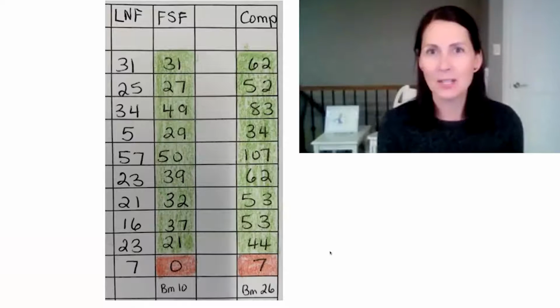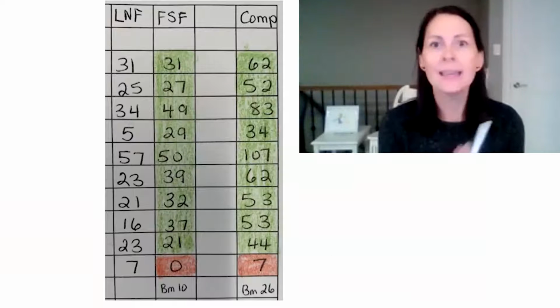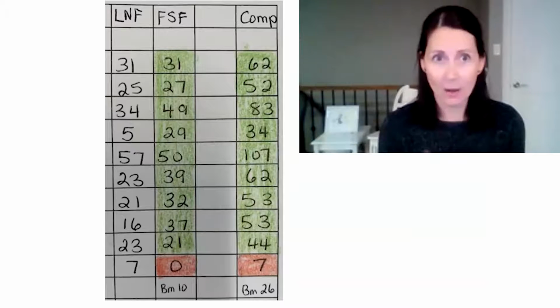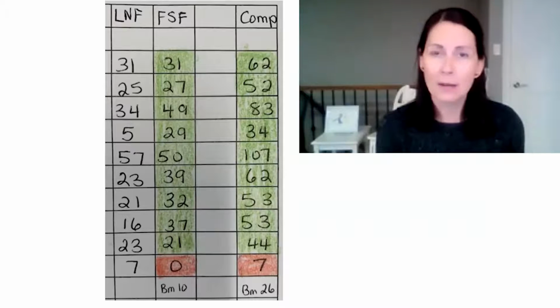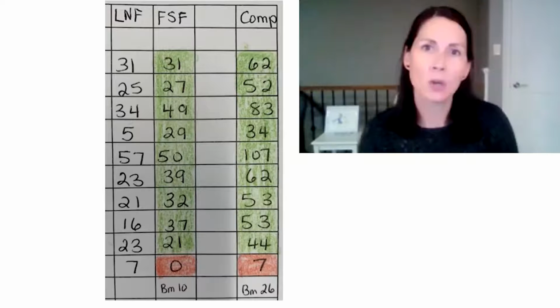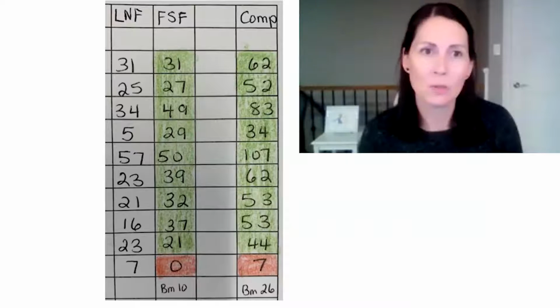So I rewrote my data so that it's not alphabetical. Of course, we want to maintain privacy of our students, but I just thought it'd be interesting to give you a little peek at just what the little tracking sheet looks like. So letter naming fluency, so that's how many they named in the 1 minute. For sound fluency, how many points they scored in the minute. And then the composite total is when you add the two together.